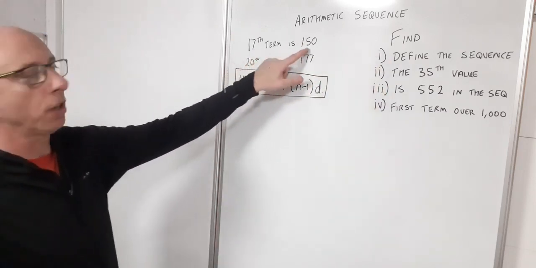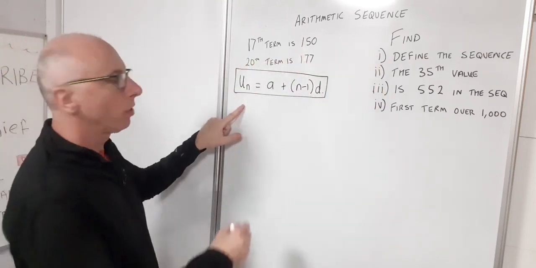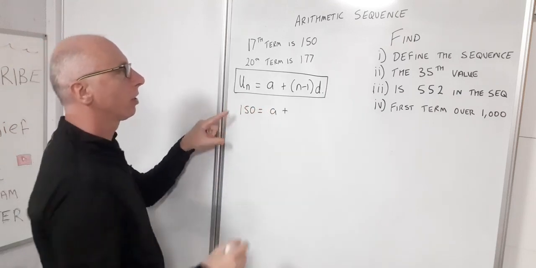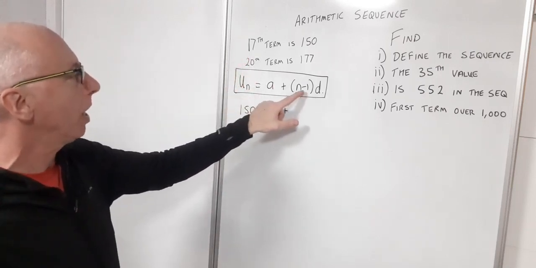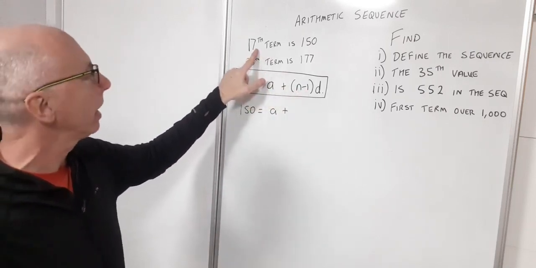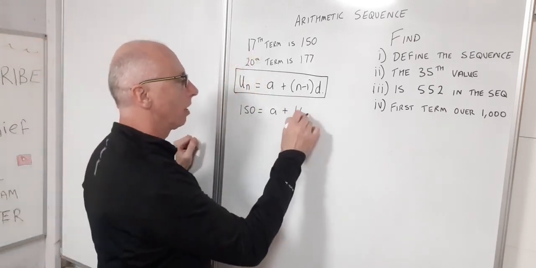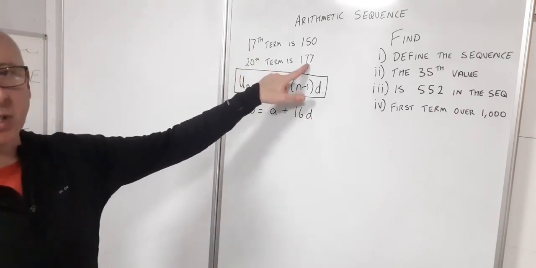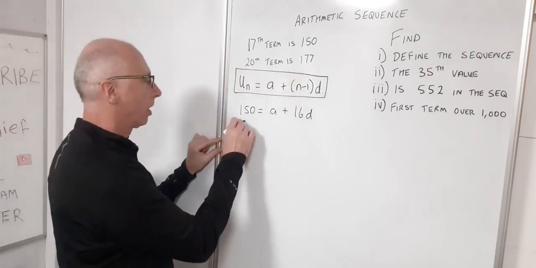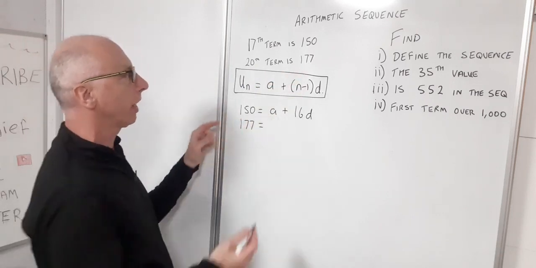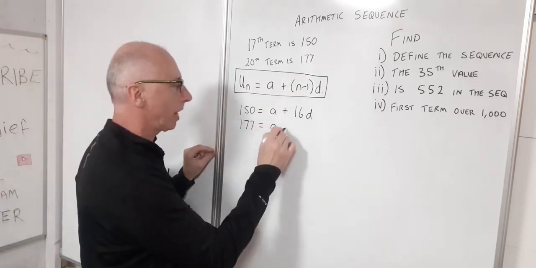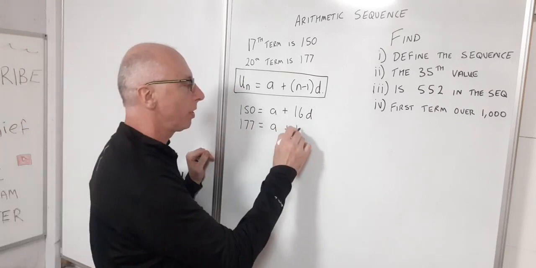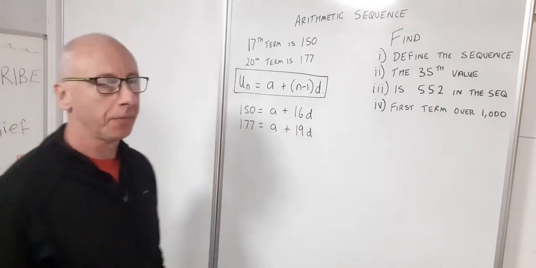So we're given the 17th term is 150. So we know 150 equals A plus, because we don't know what the first term is, n minus 1. Well, we know n minus 1 is 16, and that's D, so multiply that by D. Now the next one we've got is the 20th term is 177. So 177 equals, well again, we still don't know the first term, so we just keep that as A, and then n minus 1, well, as it's the 20th, n will become 19, and then that's D.